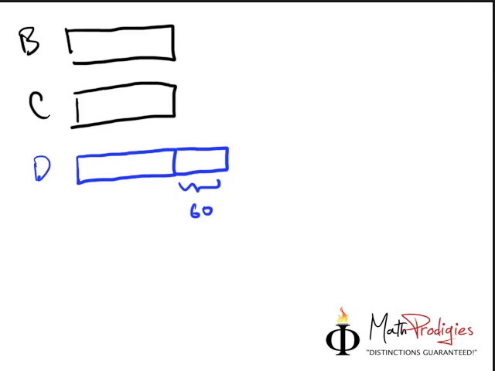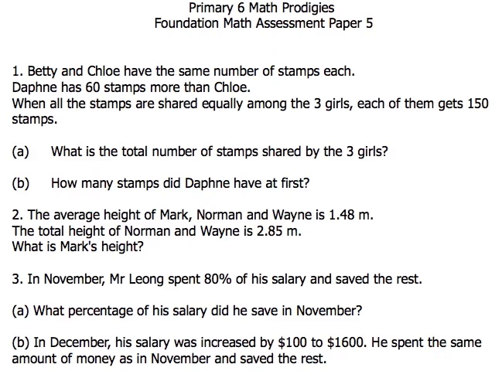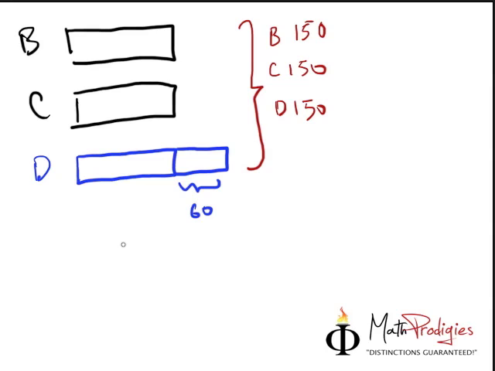So that means if you were to reshuffle everything, each person will get, Betty will get 150, Chloe will get 150, and Daphne will get 150. Can you see the answer already? What is the total number of stems shared by the 3 girls? So total number of stems is 150 times 3, which gives you 450. Okay, that's part A. If you got that one right, high five, because you are a math prodigy. Good job.